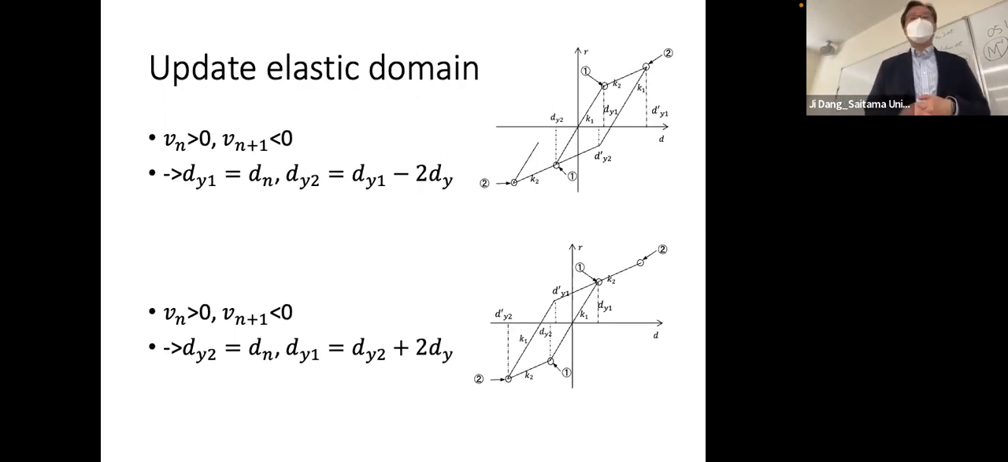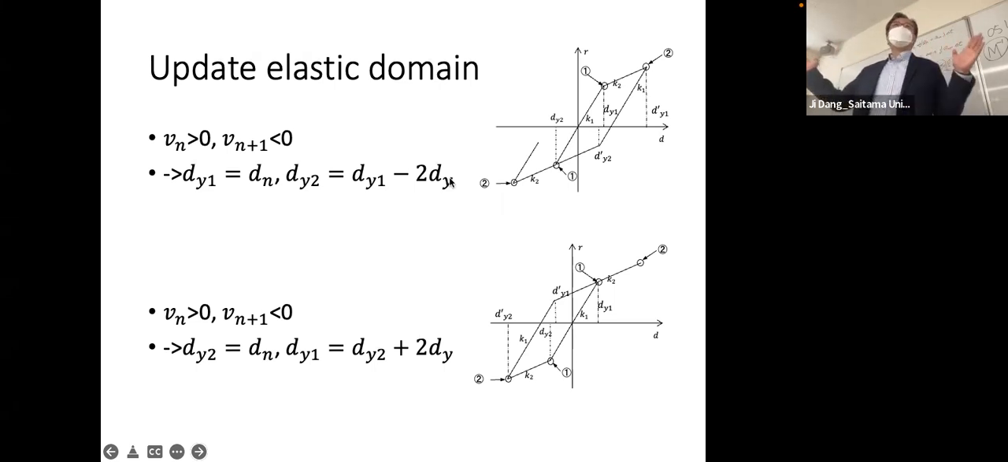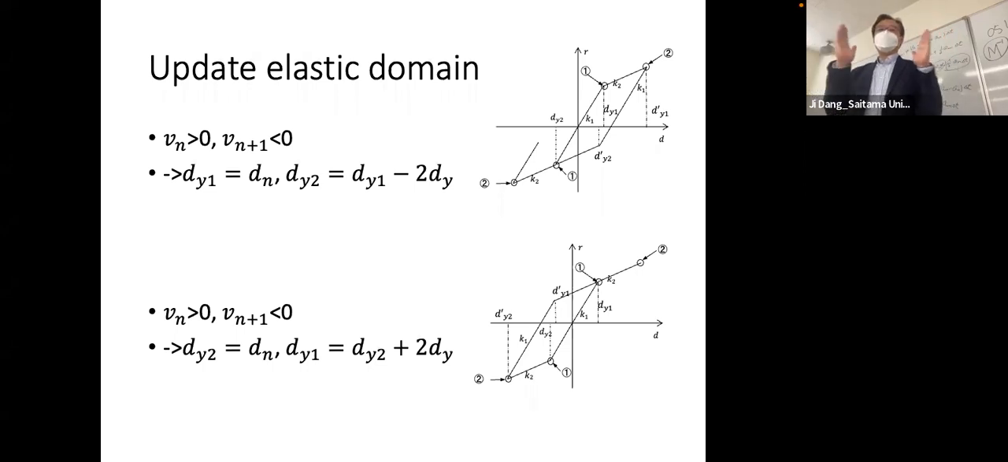So how to update the elastic domain? When you are loading to the positive and then reducing to the negative, like the figure shows, dy1 will become the positive side unloading point. So when they cross back here, it will yield again. So dy1 should become dn, the displacement at the large step, and dy2 should become dy1 minus 2 times dy. Because in the beginning the positive side is dy and the negative side is minus dy, the range between them is 2 times dy. This range will not change. They shift with unloading, with the plastic loading.